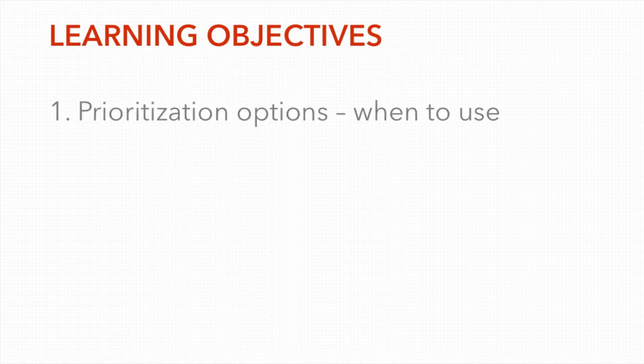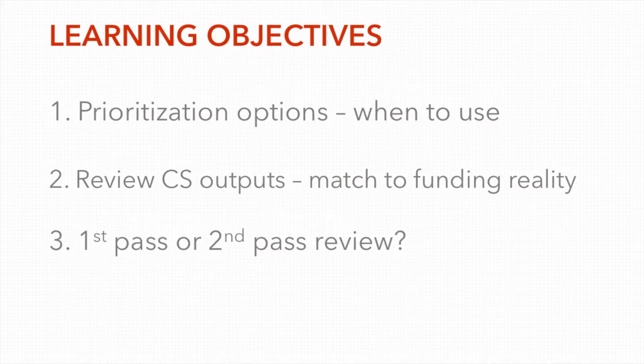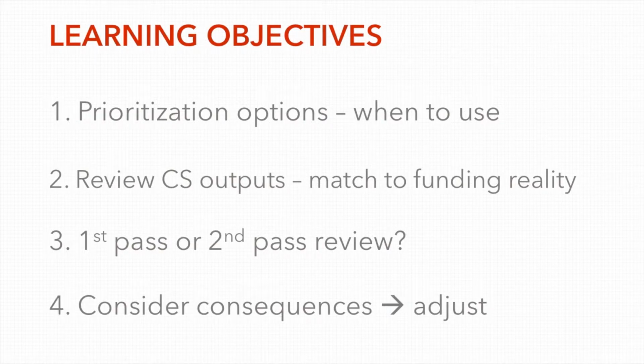By the end of this module, you'll be able to demonstrate the following skills. 1. To select and apply a set of prioritization options for reviewing your project strategies and to align them with your likely funding. You'll also be able to describe under which circumstances to use each. 2. To review your conservation standards project planning outputs and adjust them to fit the reality of your funding situation. 3. To define a first and second pass review and when to use each. 4. Describe step-by-step how to consider and adjust for the consequences of your budget pruning decisions.